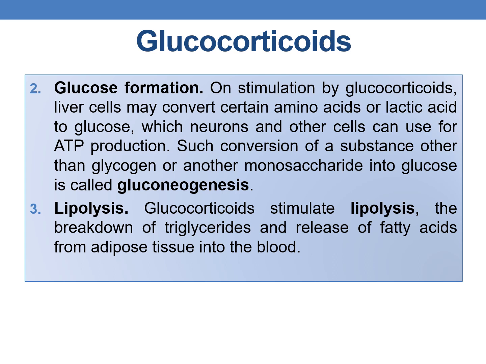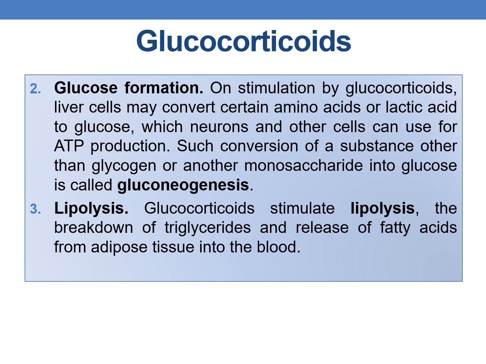Hence the name glucocorticoids. On stimulation by glucocorticoids, liver cells may convert certain amino acids or lactic acid to glucose, which neurons and other cells can use for ATP production. Such conversion of a substance other than glycogen or another monosaccharide into glucose is called gluconeogenesis.